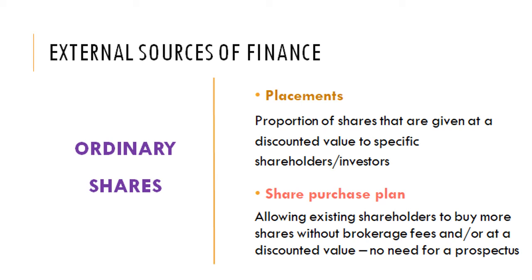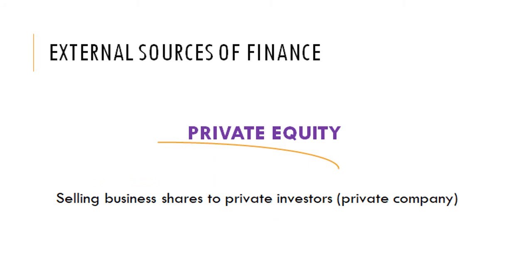And the last one is a share purchase plan. So you're allowing existing shareholders to buy more shares without brokerage fees and or at a discounted value. So you don't need a prospectus here, because you're just asking, it's almost like a little bit of a top up. Now, private equity would be for a private company, and in this instance, you're selling business shares to private investors. So you're asking, or you're offering them to certain people.